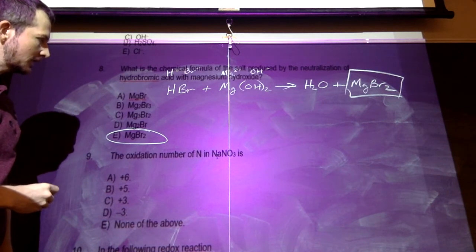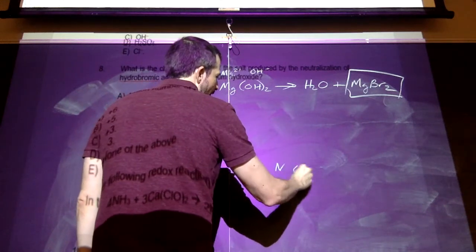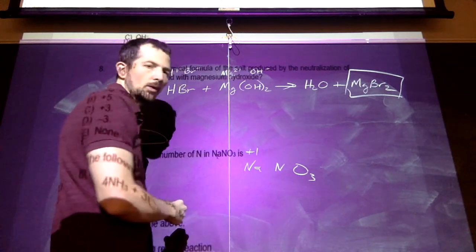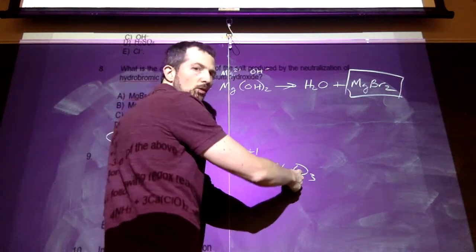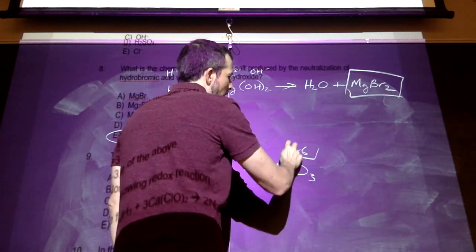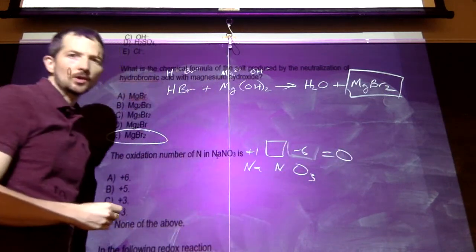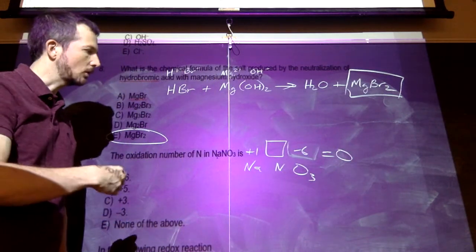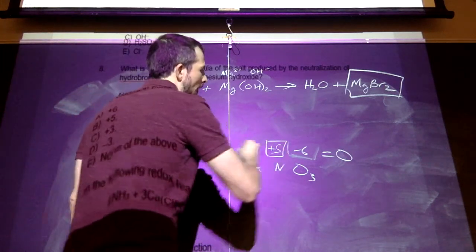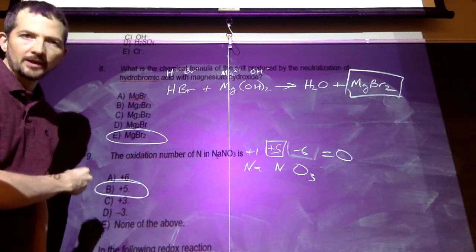Oxidation number of nitrogen in NaNO3. So I know Na is group 1, so it's a plus 1. Oxygen's a 2 minus, and I have 3 of them, so 3 times 2 minus would be minus 6. I know the charge is going to be 0, so 1 plus what minus 6 would be 0. That'd be 5. So the oxidation number for nitrogen must be plus 5.